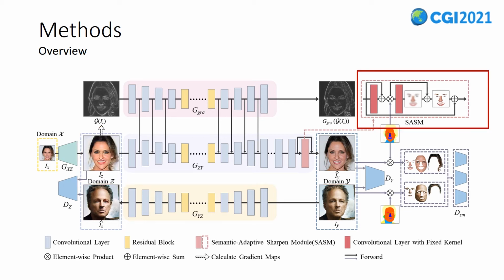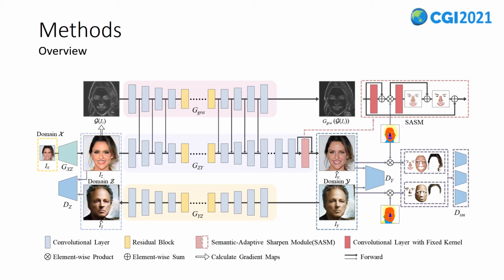Moreover, to recover high-resolution images with sharp edges, we propose a semantic adaptive sharpen module. It is embedded into GZY. This module sharpens facial components with different degrees according to semantic parsing maps, and thus can sharpen different facial regions adaptively.